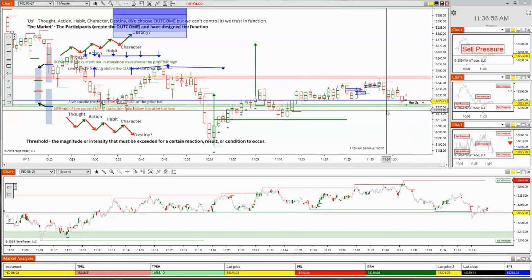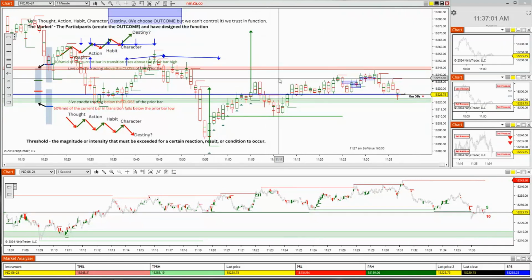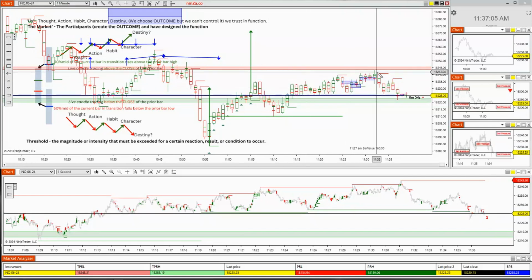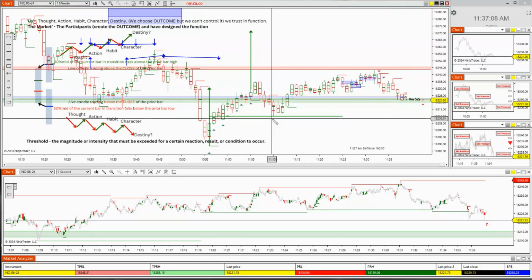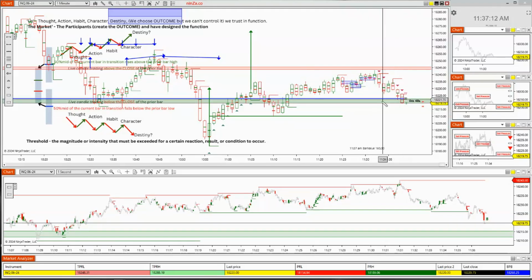Let's see if these buyers will come back. Can this trend fail? Yes, it absolutely can. I don't want to tell you it cannot. Let's go ahead and start marking this just in case they want to fail, because I don't like this. 1, 2, 3. This will be 4.